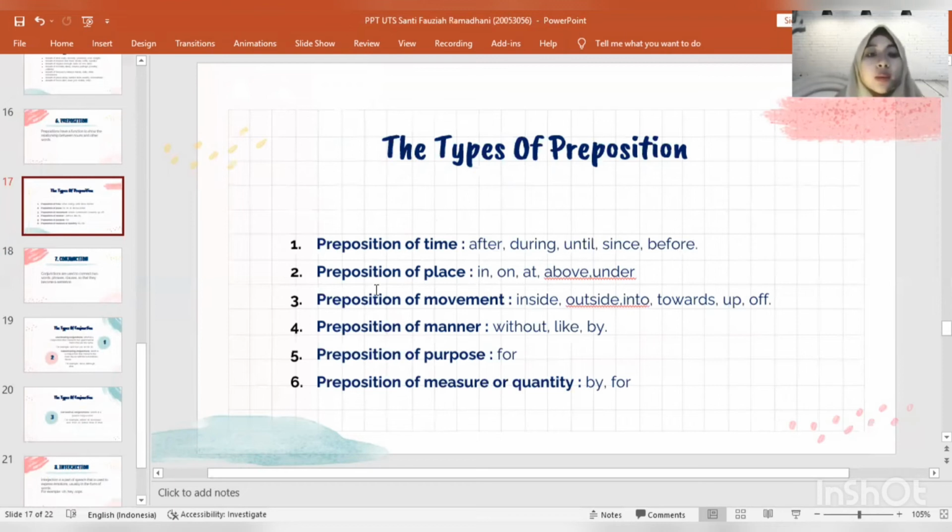The next is prepositions of place. For example, in, on, at, above, under. The next is prepositions of movement. For example, inside, outside, into, towards, up, off. The next is prepositions of manner. For example, without, like, by. The next is prepositions of purpose. For example, for. And the last is prepositions of measure or quantity. For example, by, for.